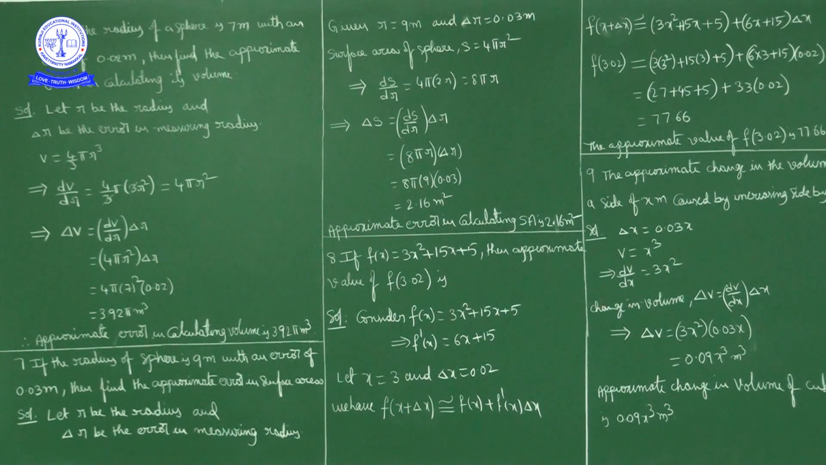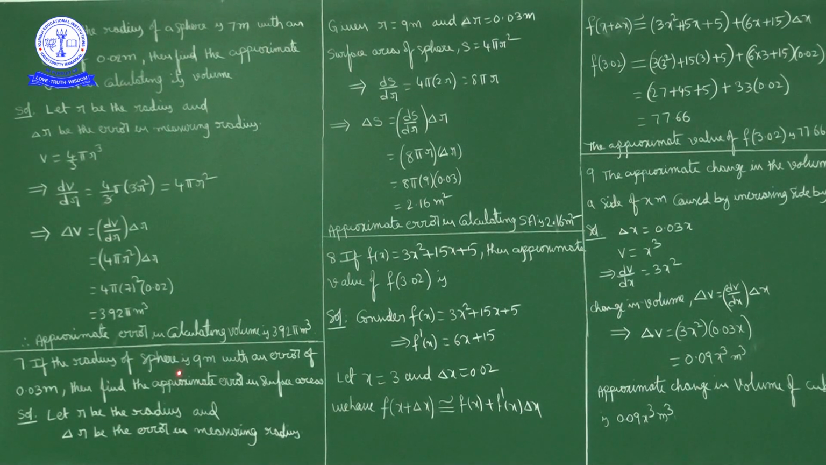Now the change in volume, delta v, is equal to dv by dr into delta r. Substituting dv by dr, we got 4 pi r square into delta r. At what values of r and delta r do we have to find it? When r equals 7 and delta r equals 0.02. By substituting 7 in place of r and 0.02 in place of delta r, we get 3.92 pi cubic meters for delta v. Okay, next question.